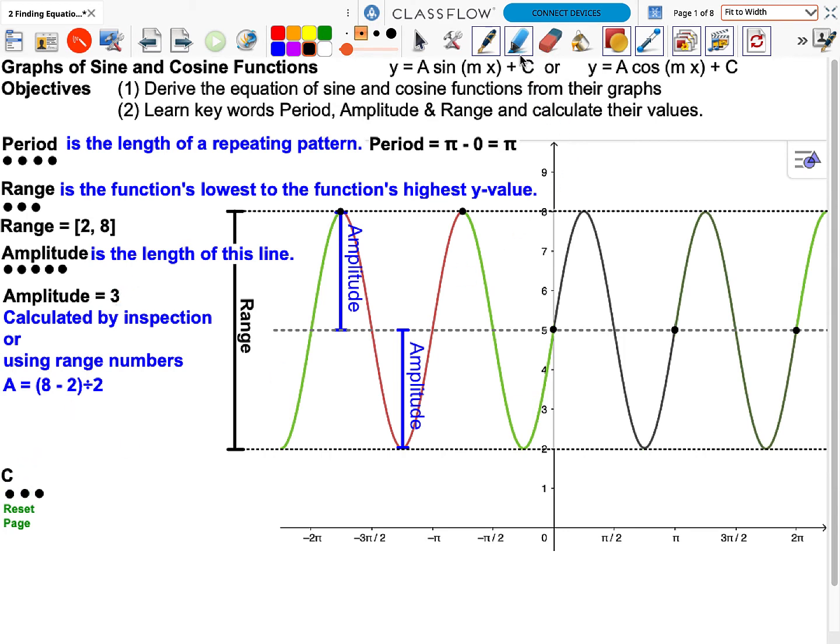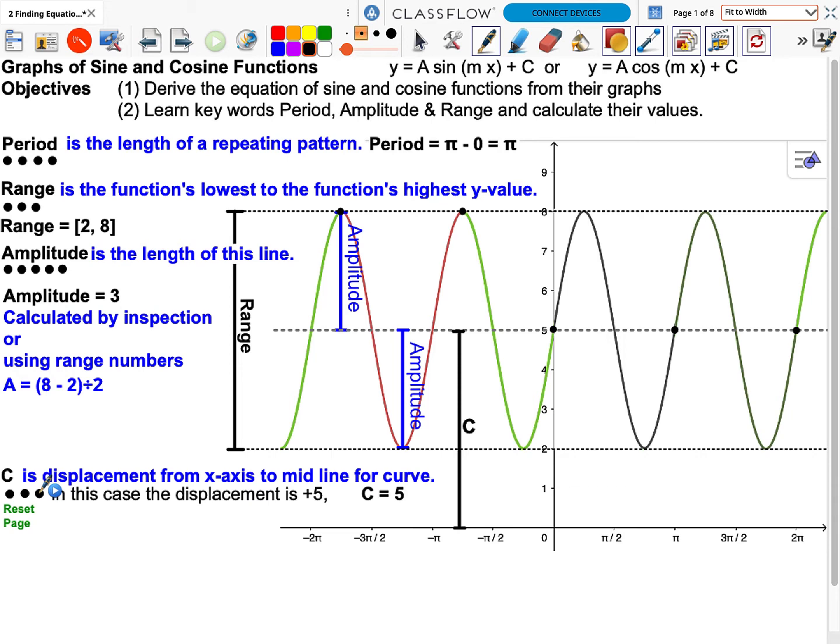C, which is this part of the equation, is the displacement from the x-axis of the midline curve. So here I've marked in this displacement, and you can see the distance, displacement from the x-axis is +5 units. So therefore C is equal to 5.